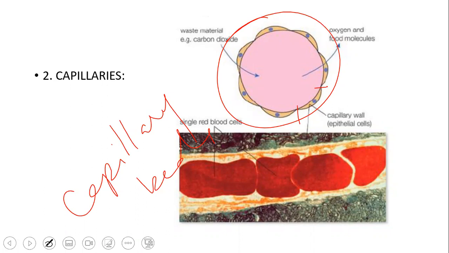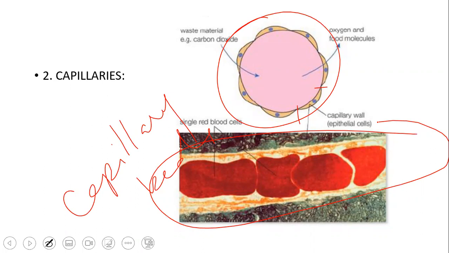And finally, the lumen of the capillary is very, very narrow. Compared to artery and vein, a capillary has the narrowest lumen out of all of them. In fact, the lumen of a capillary is so small that the red blood cells have to travel in a single line. The lumen matches the diameter of a single red blood cell, and the red blood cells will be able to travel in one straight line.